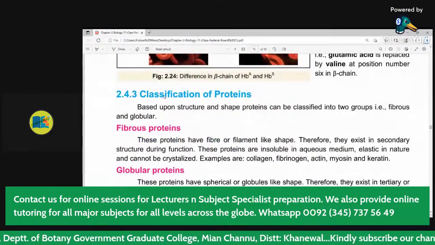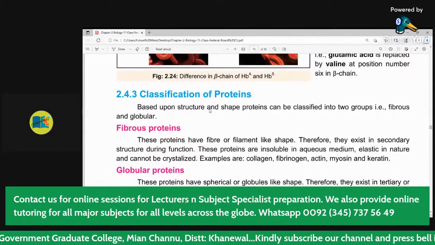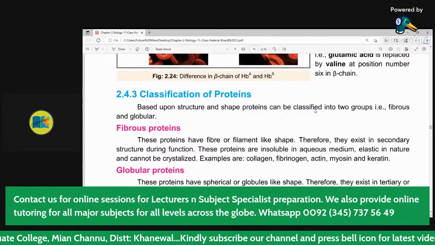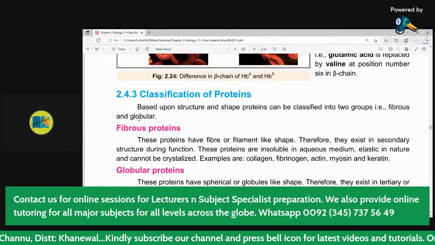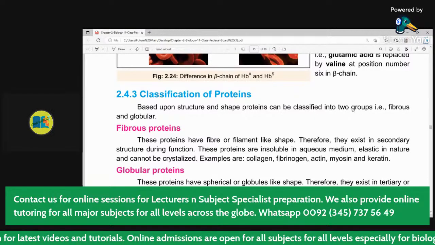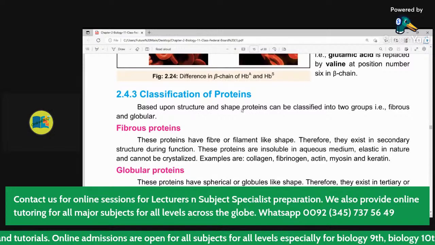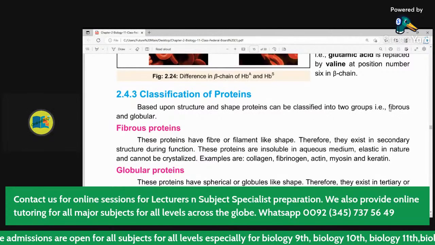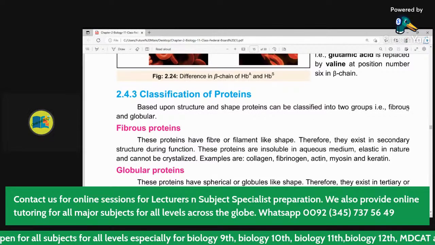The next topic is classification of proteins based upon structure and shape. Proteins can be classified into two groups on the basis of structure and shape, and these two groups are fibrous proteins and globular proteins.